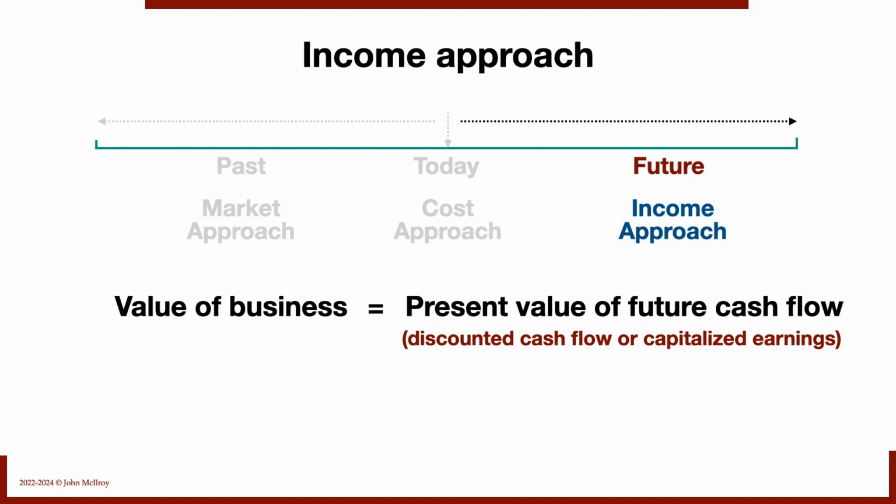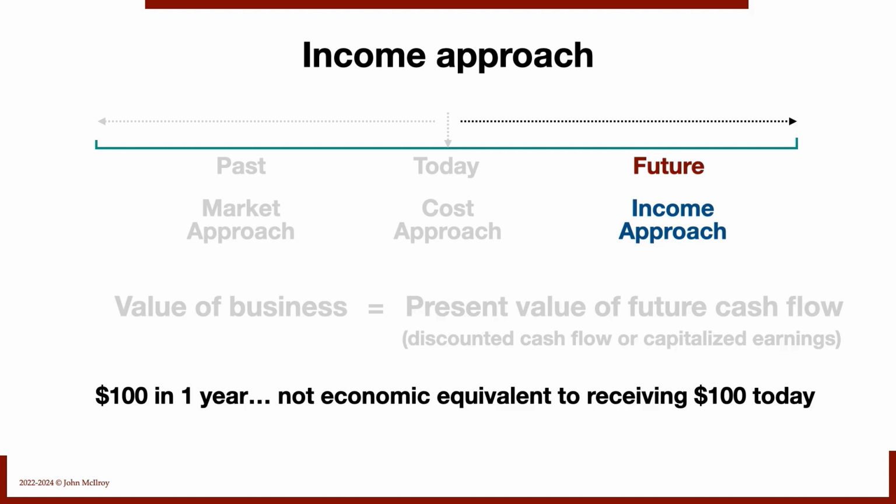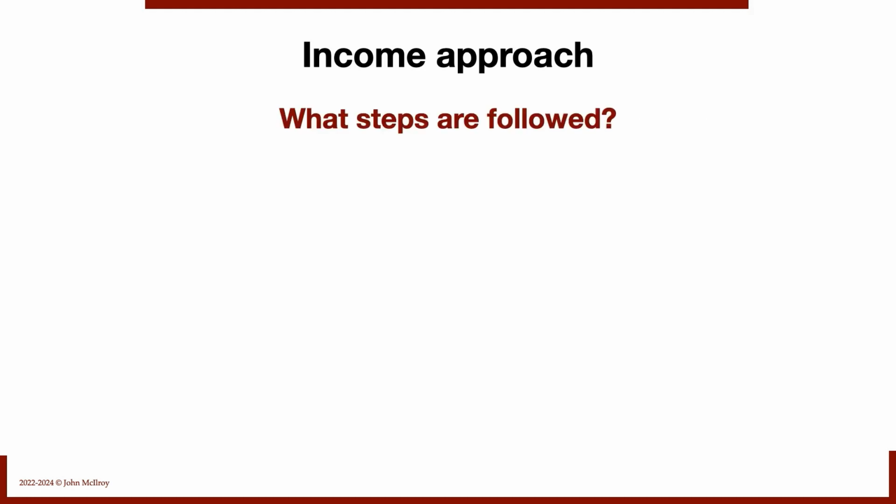So we take a look at all the cash this business will generate on a net basis in the future. We have to bring it back into today's dollars, its present value. Why? Because $100 received in 1 year is not the economic equivalent to receiving $100 today. That's the time value of money. So what steps are followed in the income approach? Well, we forecast the future cash flows.